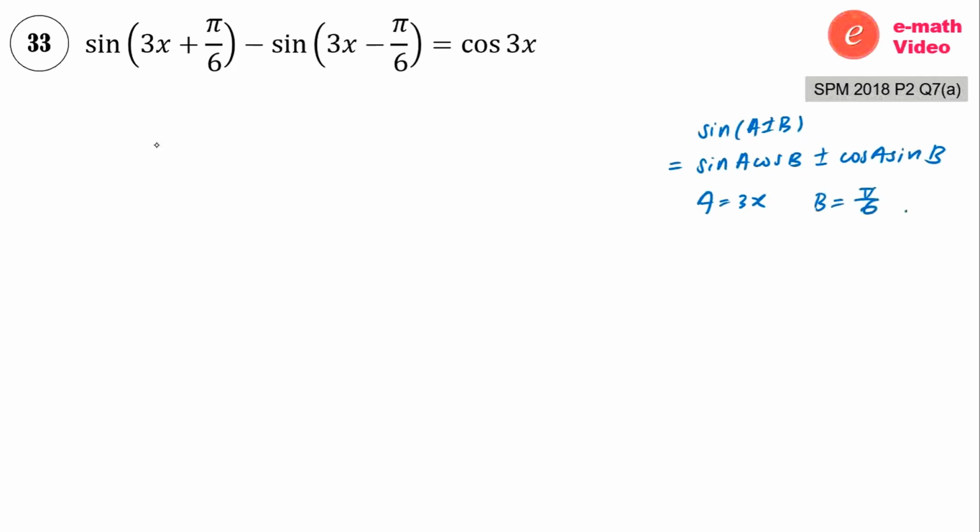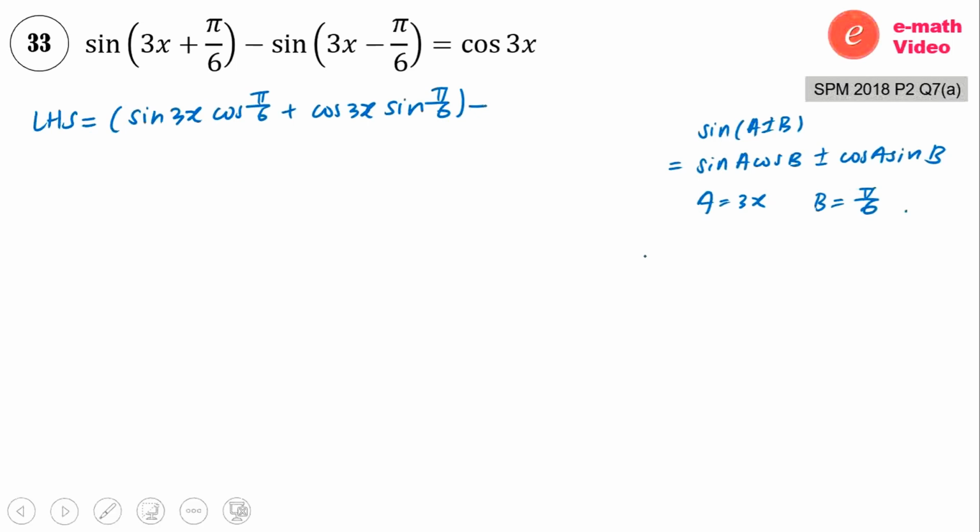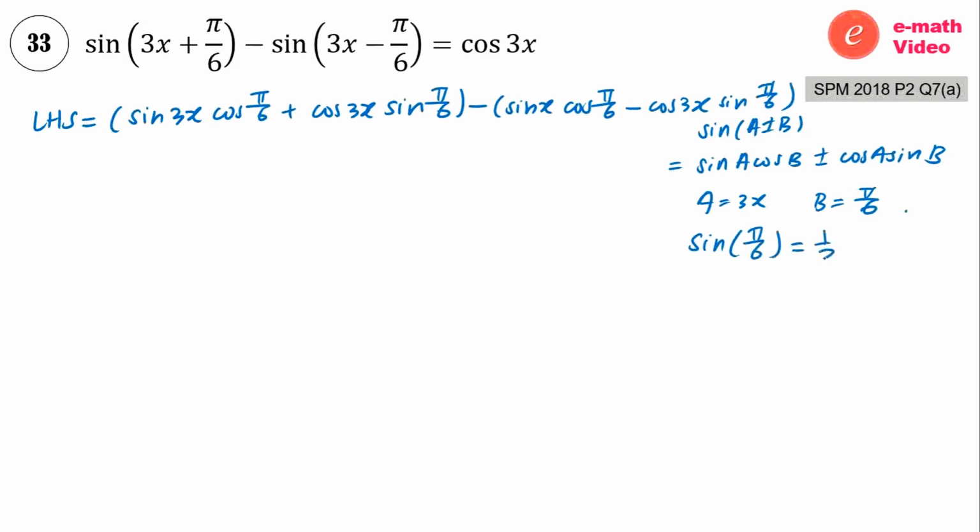For this question, on the left hand side, we'll have sine 3x cos pi over 6 plus cos 3x sine pi over 6 minus sine x cos pi over 6 minus cos 3x sine pi over 6. Okay, press your calculator. Sine pi over 6 is equal to 1 over 2, and cos pi over 6 will be square root 3 over 2.